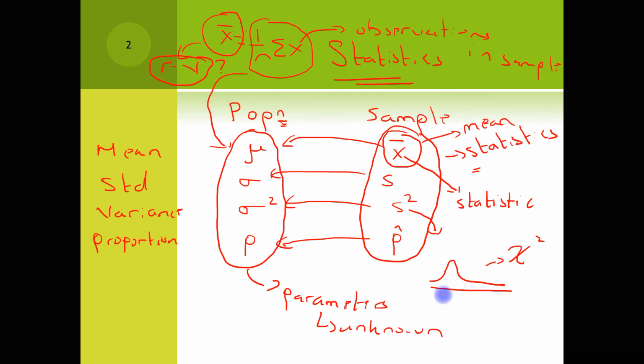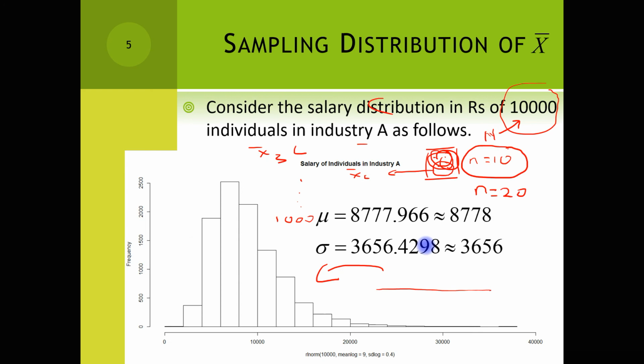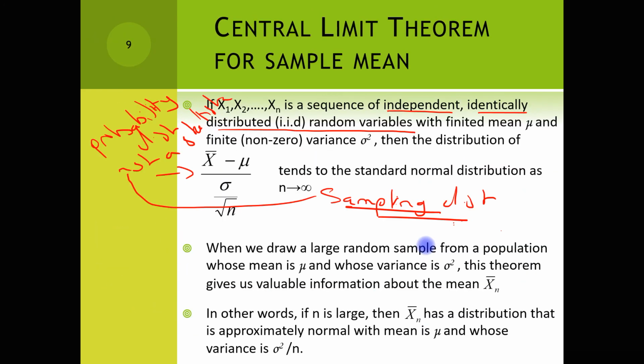Just for information, it's not normally distributed. So the sampling distribution of a statistic is the probability distribution of a statistic. For example, for s squared, the sampling distribution is a chi-squared, but I'm not going into the details here. I'm just mentioning it. For X bar, the sampling distribution is the normal distribution if the sample size is large. Do not forget that part, if the sample size is large.